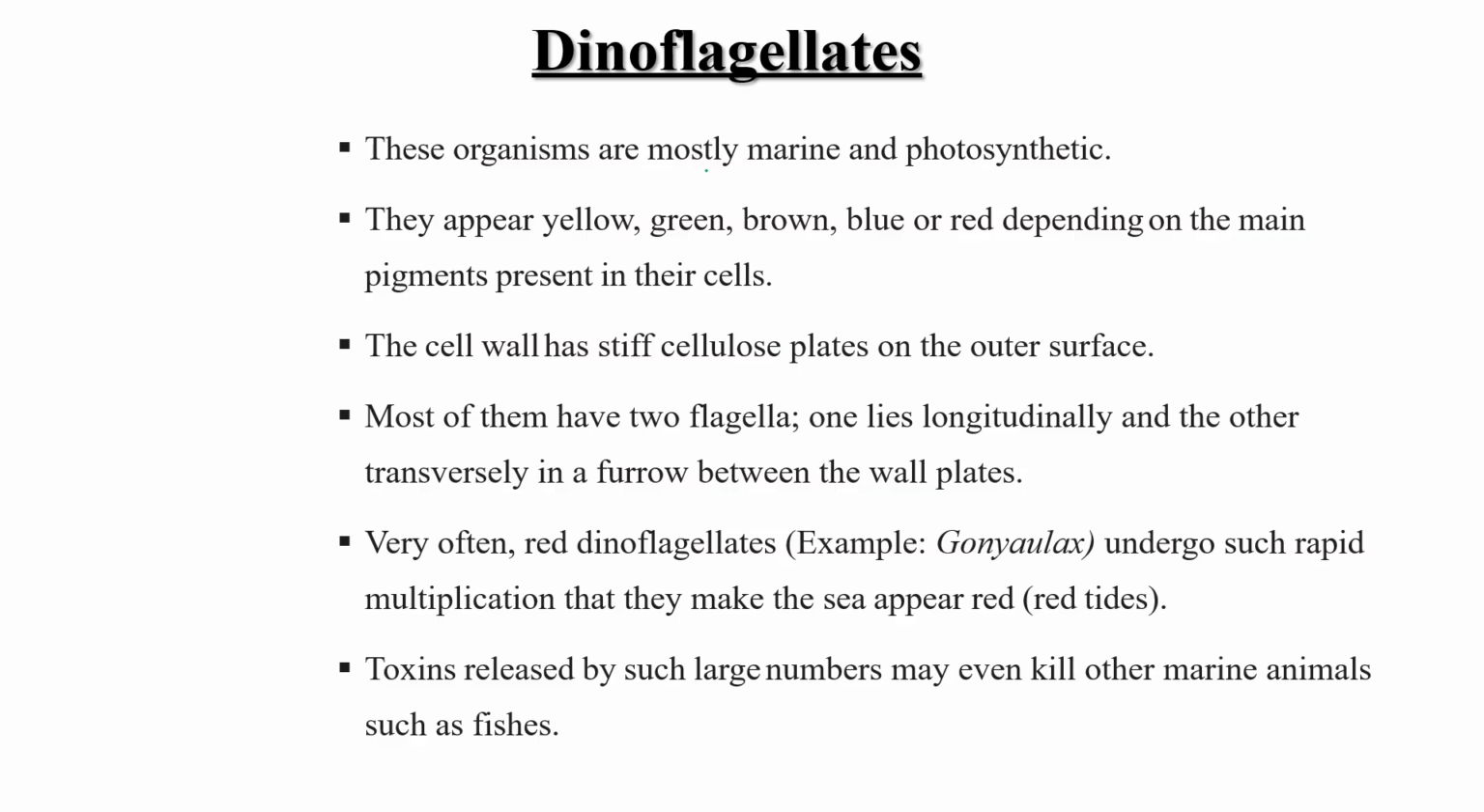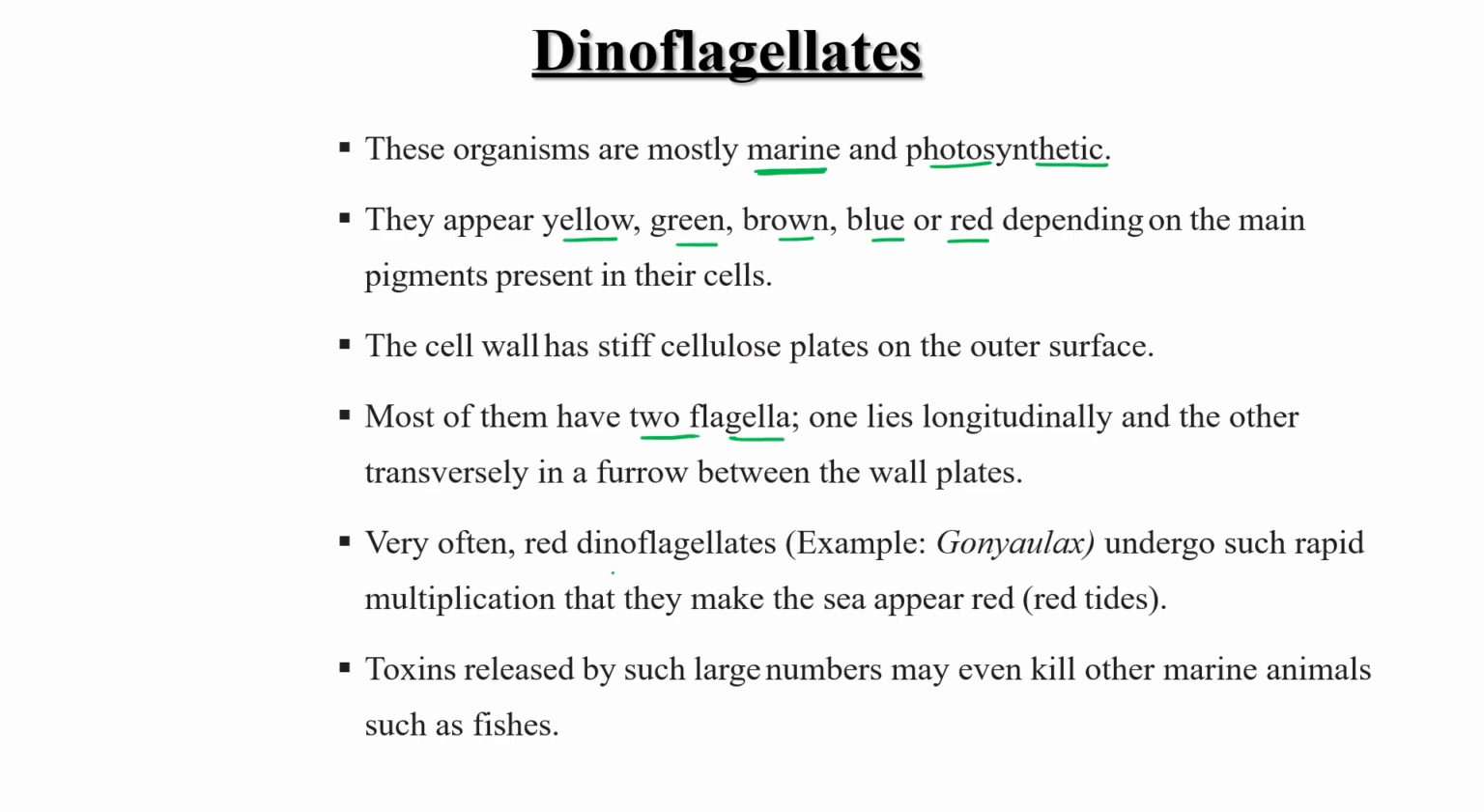These organisms are mostly marine. These are present in salty water, marine. Okay, so these organisms are mostly marine and photosynthetic in nature. They appear yellow, green, brown, blue or red depending upon the main pigment present in their cell. Okay, their cell wall has stiff cellulose plates on their outer surface. Most of the members of dinoflagellates have two flagella. One lies longitudinally and the other lies transversely in the furrow, which is present between the cell plates.